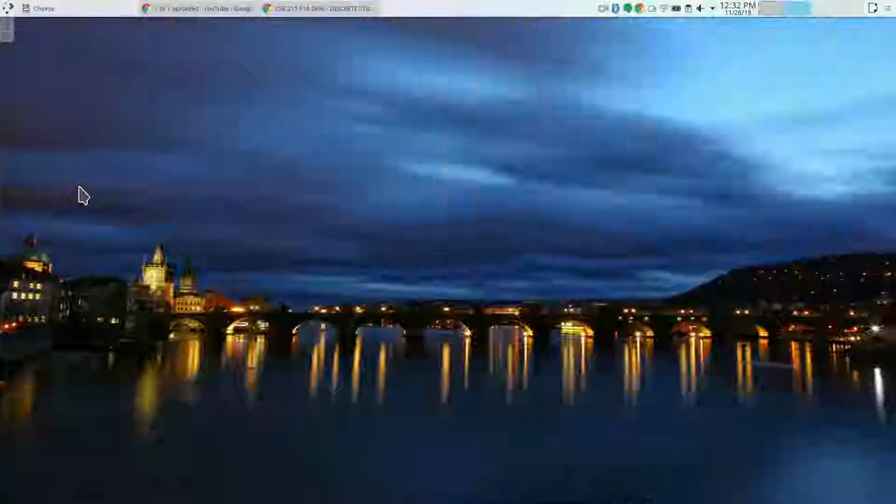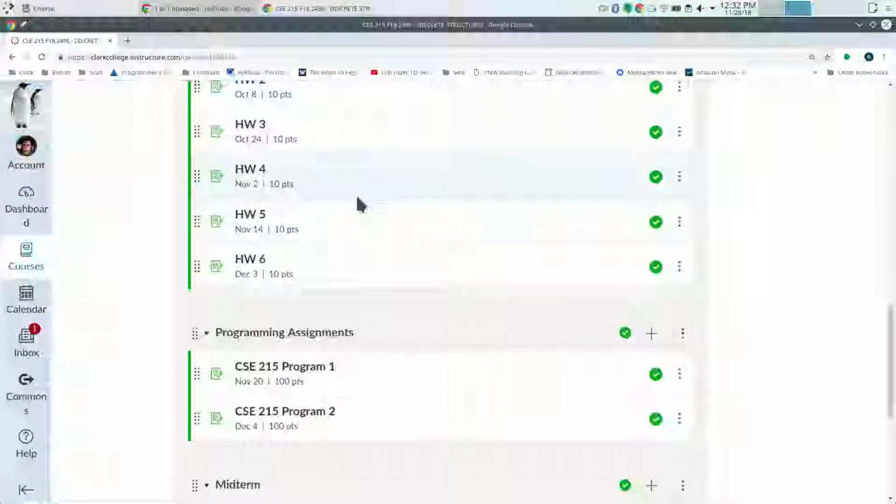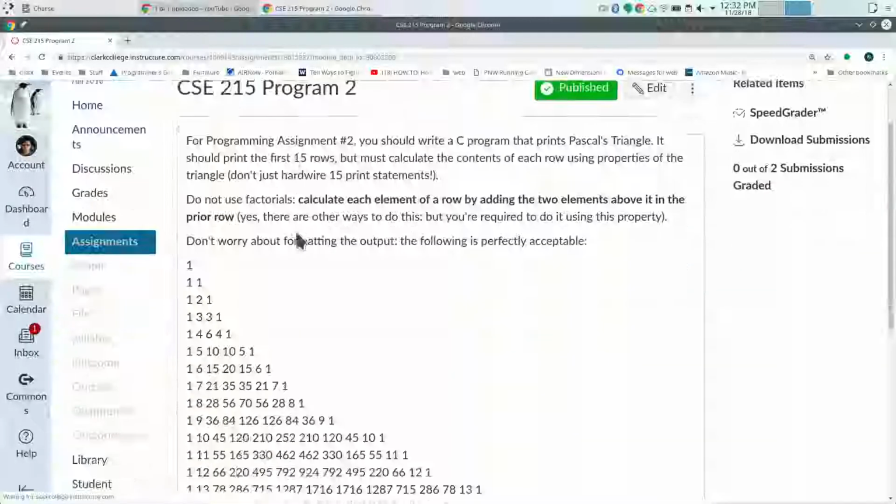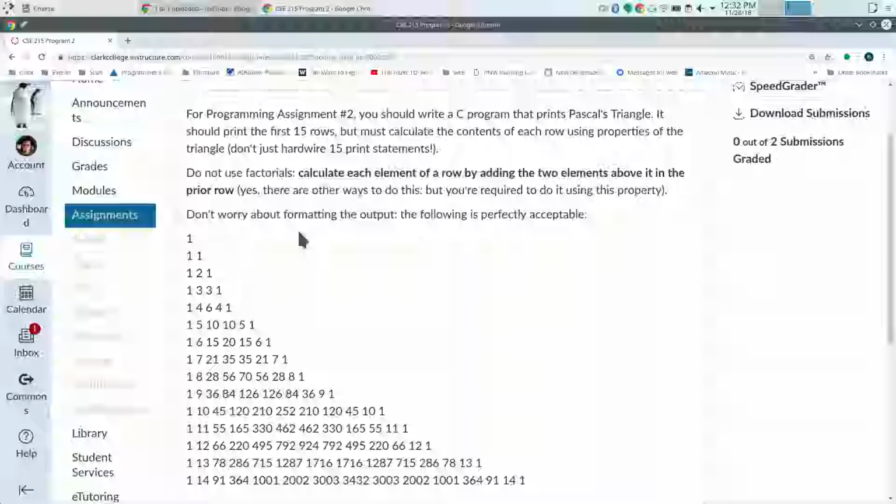So, things I've posted. Monday I posted your second programming assignment. This is a C program that basically prints out Pascal's triangle. We talked about Pascal's triangle. The main characteristic you need to keep in mind is that the first row is just a 1. Second row is a pair of 1s. Every row after that begins and ends with a 1, and every number in between is the sum of the two numbers above it.